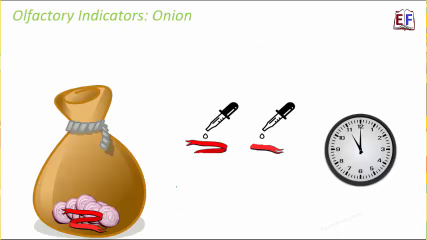So let's look at this experiment with onion, which very clearly shows how onion acts as an olfactory indicator. In fact, if you want, you can also try out this experiment at your home. All you need is some finely chopped onion along with a cloth strip, and place it inside a bag like this, and then tie the bag really tight. Tie it tightly and leave it like that overnight.